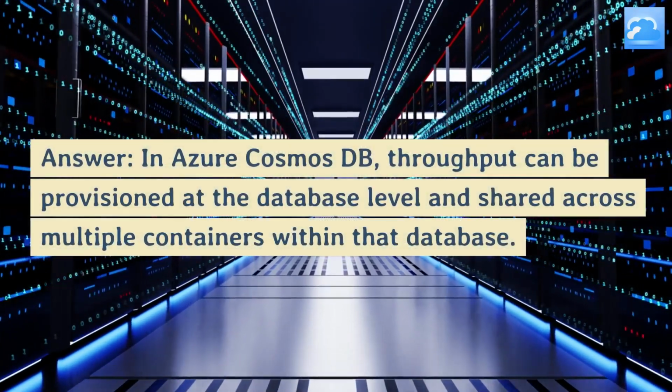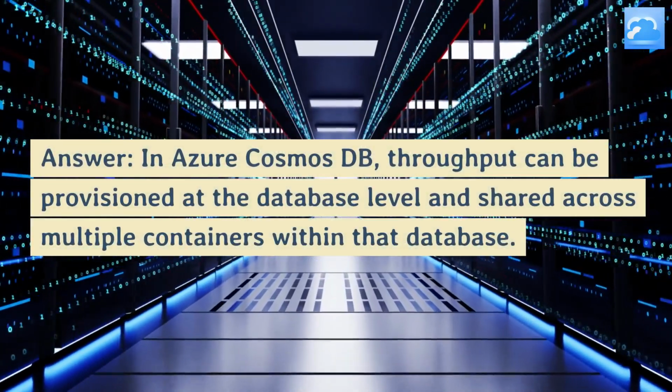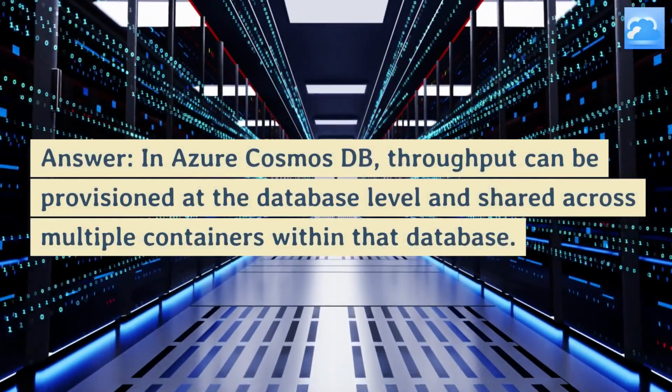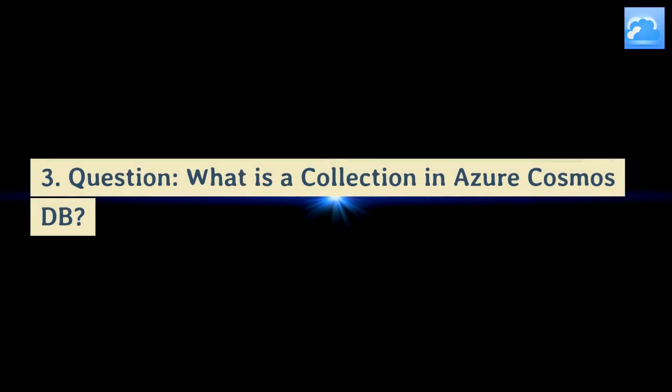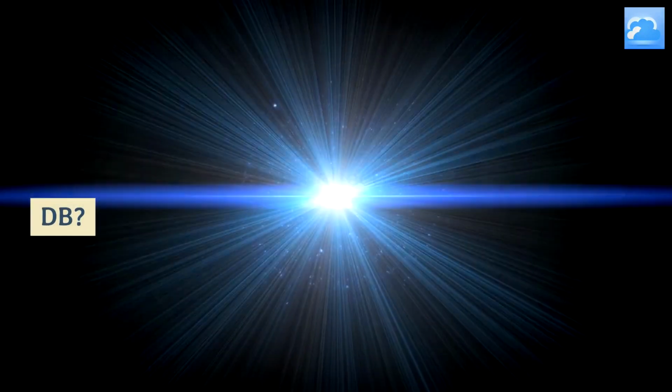2. Question: how is the throughput provisioned at the database level? Answer: in Azure Cosmos DB, throughput can be provisioned at the database level and shared across multiple containers within that database.